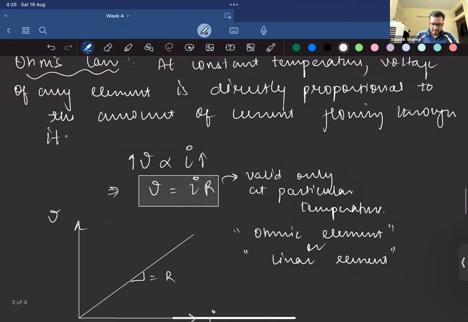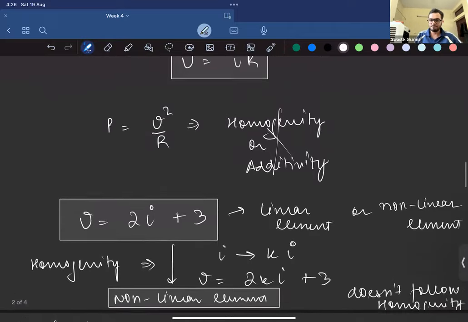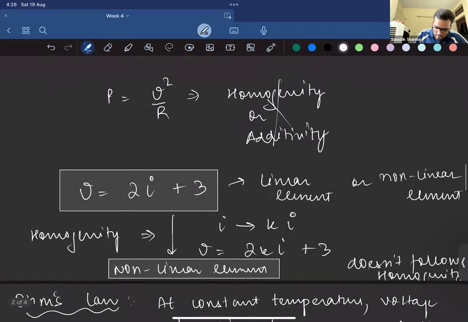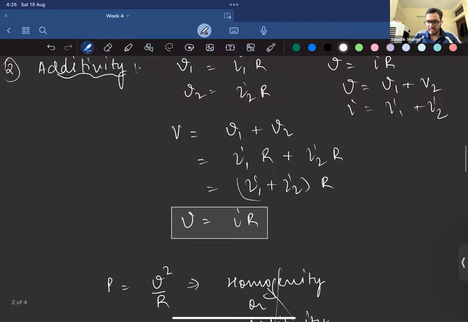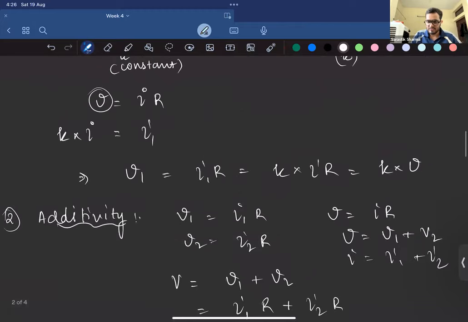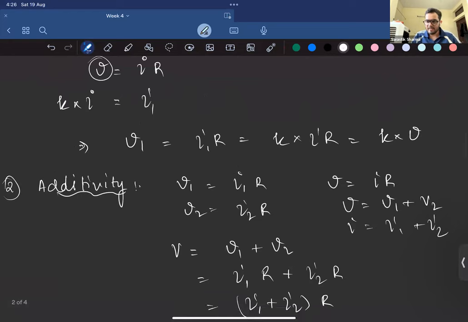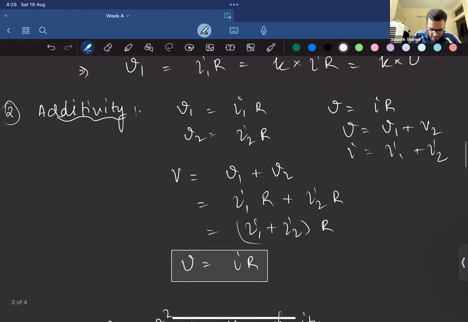Now, when I say V equals 2I plus 3, right? I'm not talking about the kind of equation that I've written. This equation may be linear, it can be linear, no doubt. But to be a linear element, it has to follow what we call the properties of homogeneity and additivity. I already told you, homogeneity is nothing but scaling of input, which is visible at the output. And additivity is the sum of inputs must be equal to the sum of outputs, right?